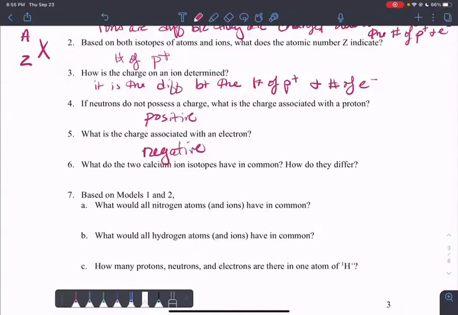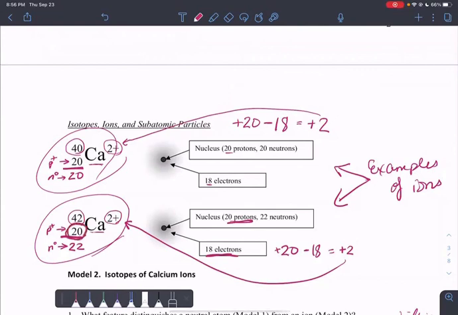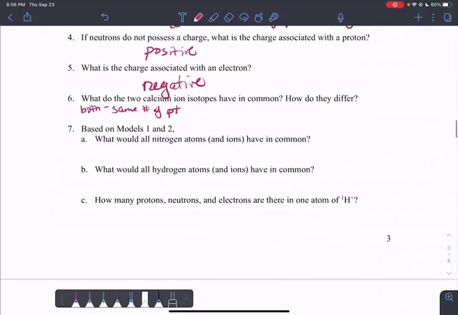What do the two calcium isotopes have in common, and how do they differ? Well, let's talk about common first. Both of them have the same number of protons, right? And we're comparing these two with one another, so compare calcium 40 to calcium 42. In this case, they have the same number of protons, 20. What else do they have in common? The same number of electrons, because they have the same charge. Same number of protons and same number of electrons.